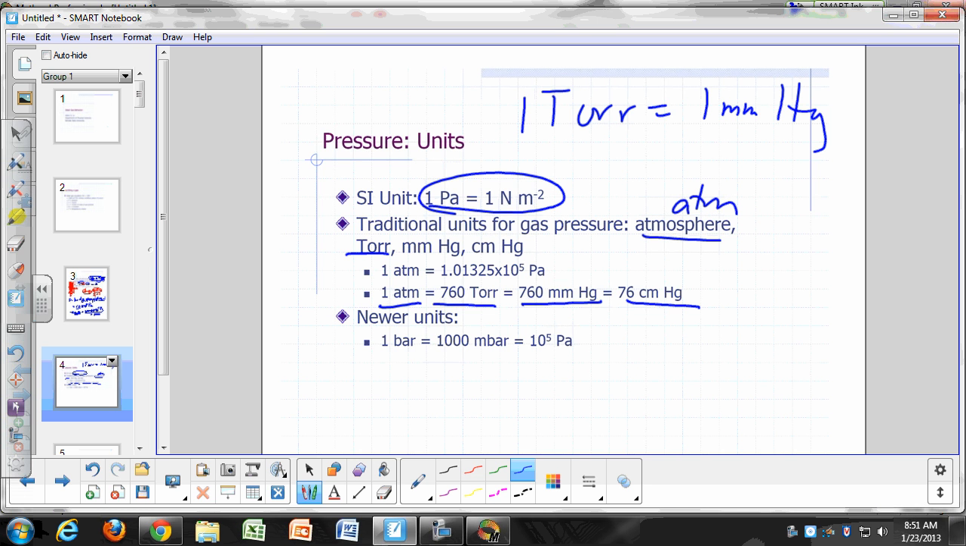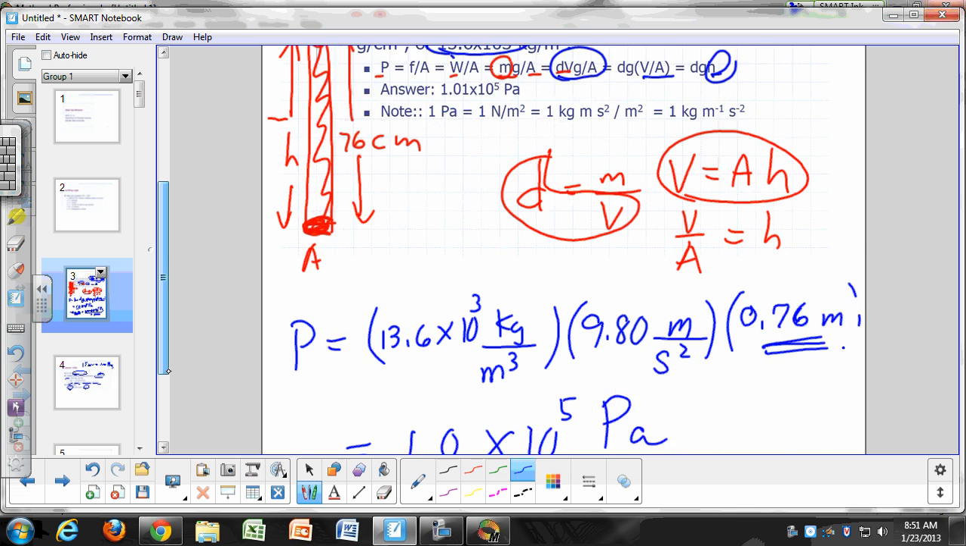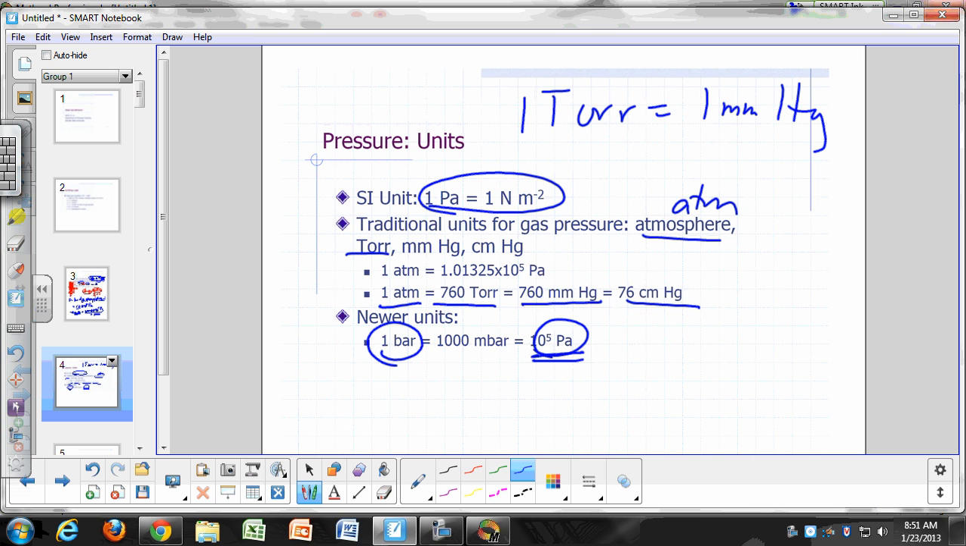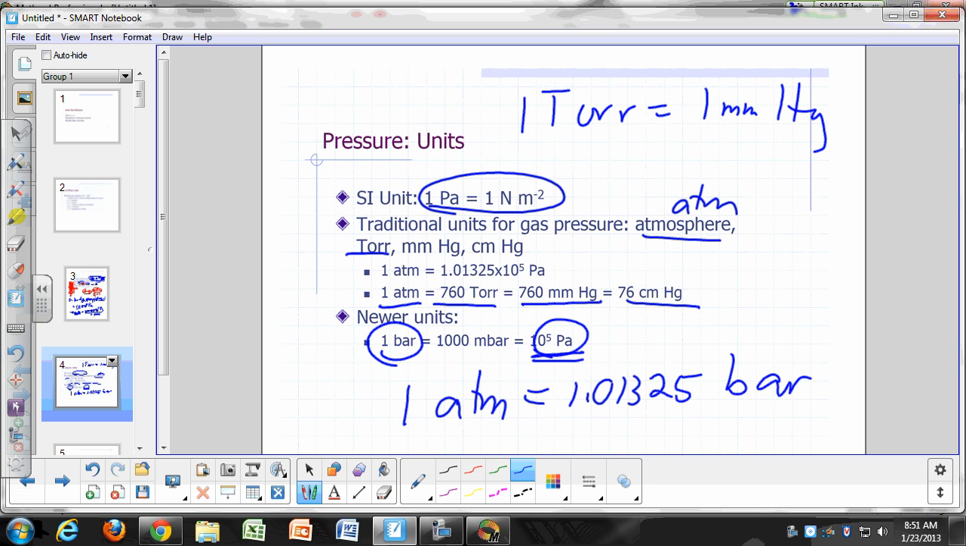Now, a unit that is gaining popularity because of the transition to SI is the bar. And the reason it's popular is because a bar is very close to 1 atmosphere. Okay, 10 to the fifth Pascal is 1 bar. If you remember, what did we have earlier? We said that 76 centimeters of mercury, 1 atmosphere, is about 10 to the fifth Pascal. So a bar is in fact defined to be exactly 10 to the fifth Pascal. So you can say that 1 atmosphere is 1.01325 bar.